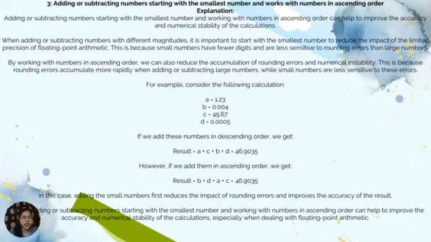The third statement is also true. When adding or subtracting numbers with different magnitudes, it is important to start with the smallest number to reduce the impact of the limited precision of floating point arithmetic. This is because small numbers have fewer digits and are less sensitive to rounding errors than the large numbers. It means adding or subtracting numbers, starting with the smallest number and working with numbers in ascending order can help to improve the accuracy and numerical stability of the calculations, especially when dealing with floating point arithmetic.